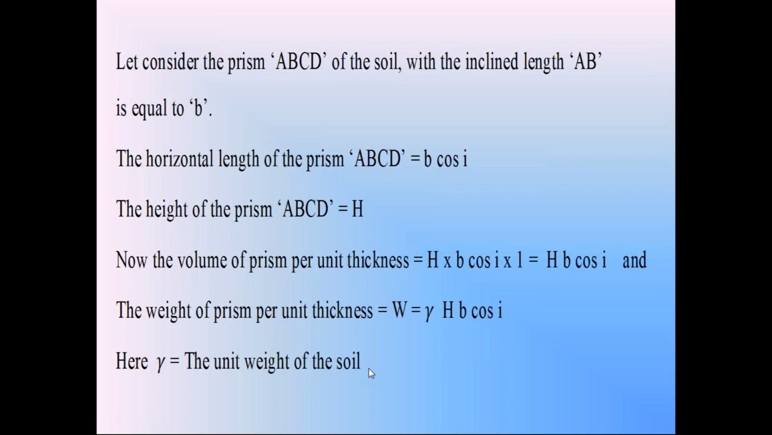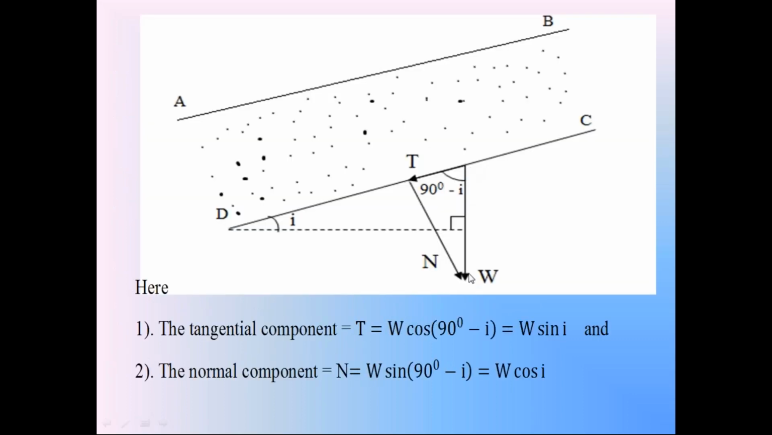The weight W acts vertically downward on the surface CD. Resolve this weight W into two components: normal component N and tangential component T. Normal component N is W cos i, tangential component T is W sin i. This entire discussion is the same as the earlier one, but I will tell you the modifications in this cohesive soil slope at the end.